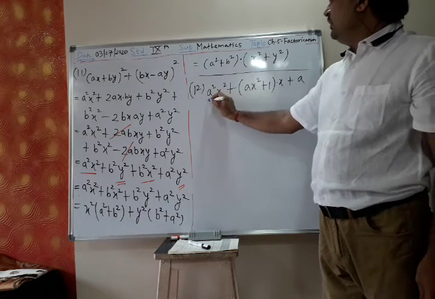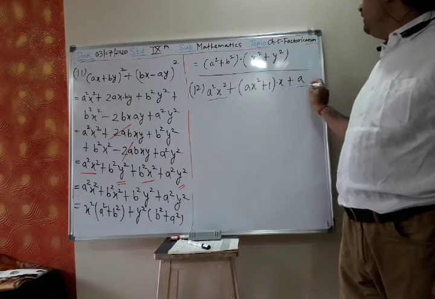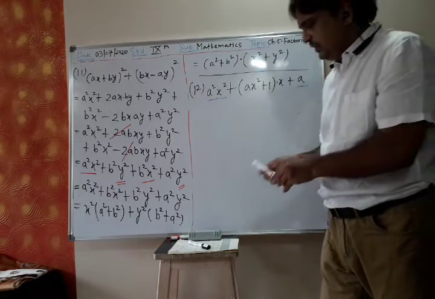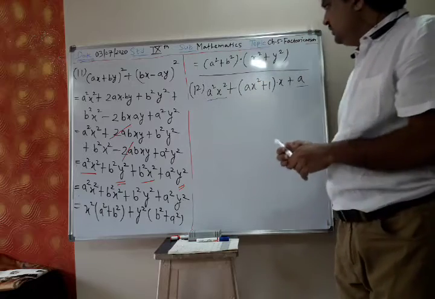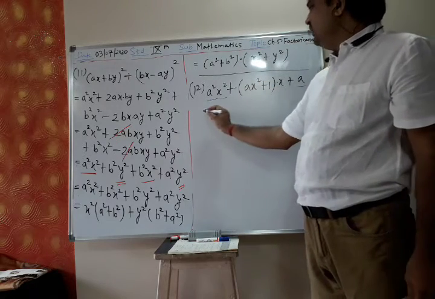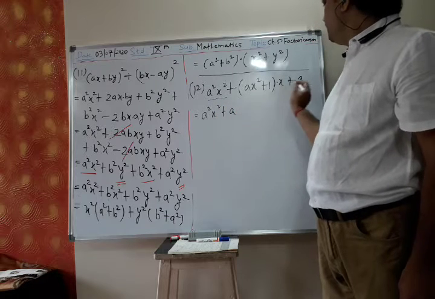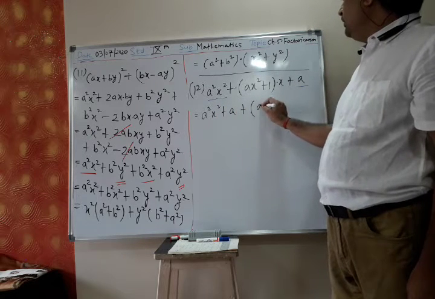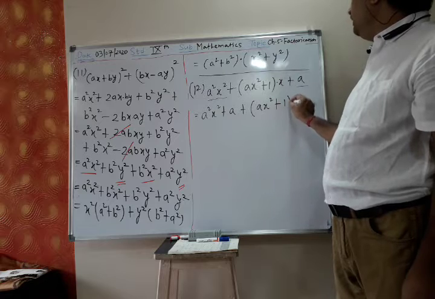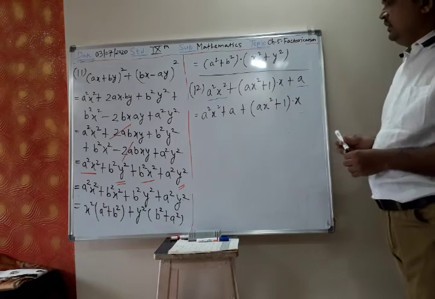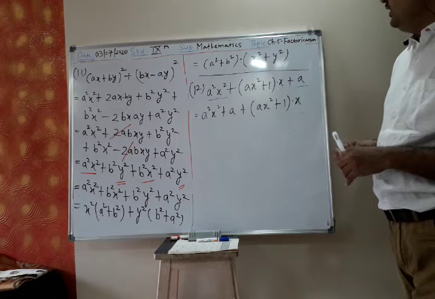So what I will do, I will take first and third together. So that is a square x square plus a, plus ax square plus 1 into x. First and third I am taking together.